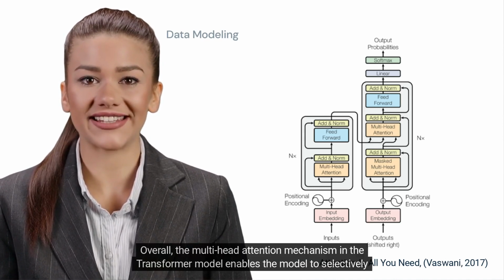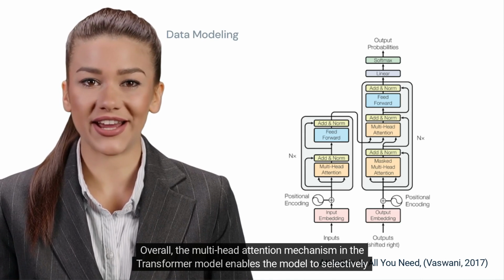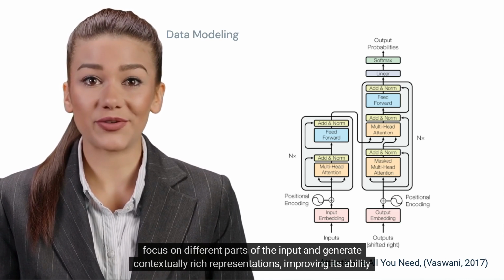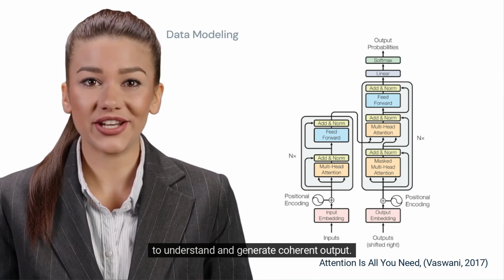Overall, the multi-head attention mechanism in the transformer model enables the model to selectively focus on different parts of the input and generate contextually rich representations, improving its ability to understand and generate coherent output.